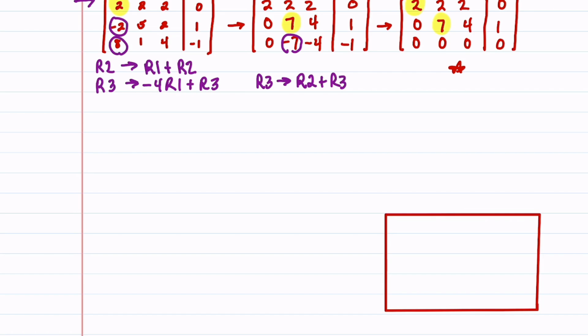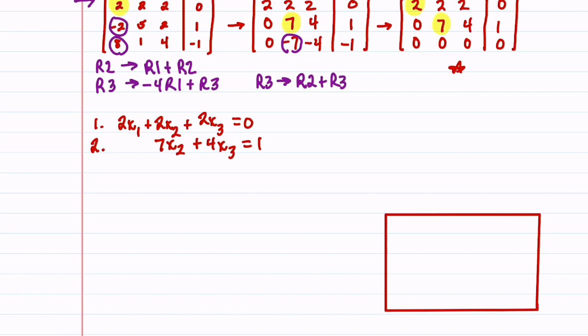Now we're going to begin the algebraic portion of using Gaussian elimination to solve this linear system. What we're going to do first is take our augmented matrix and write it in algebraic form. So our first equation is going to be 2x1 plus 2x2 plus 2x3 is equal to 0. And our second equation is going to be 7x2 plus 4x3 is equal to 1.